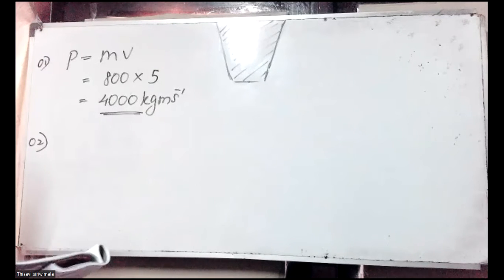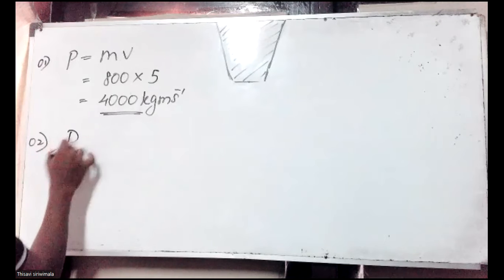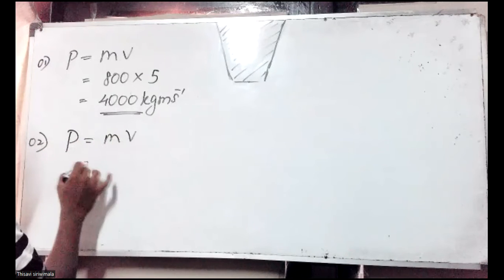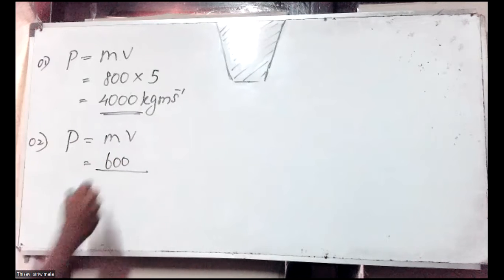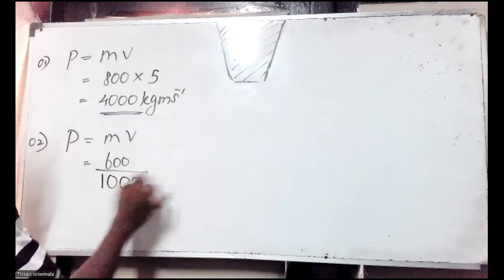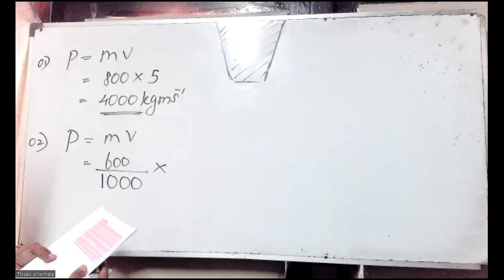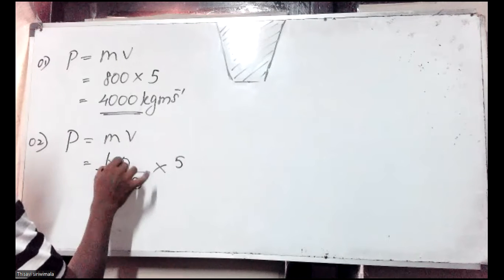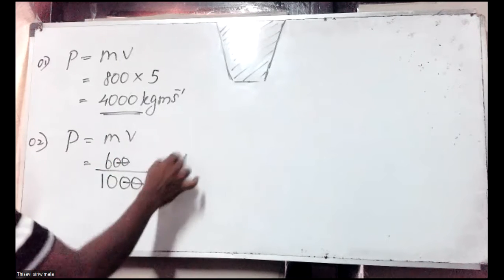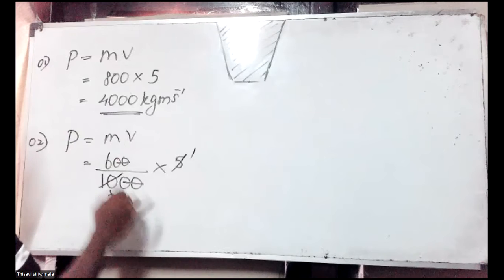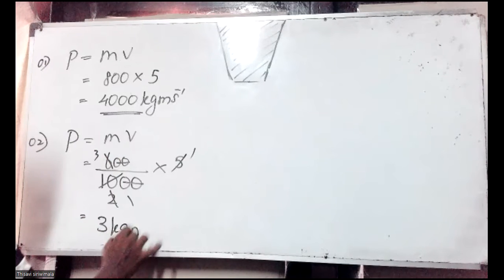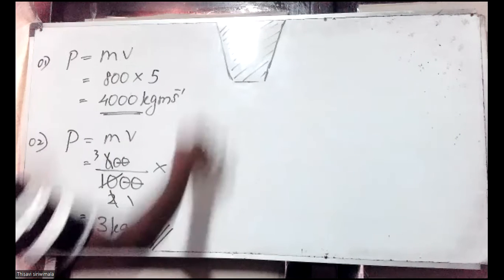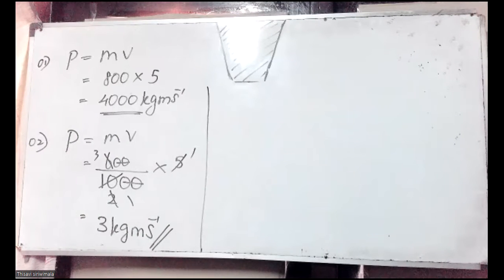Second, the mass of an object is 600 grams. Find the momentum when it is moving at a velocity of 5 ms minus 1. Again, the same formula, P equals mv. The mass 600 grams, so to make it kilogram, divide by 1000. Then the velocity 5. 2 zeros cancel the 2 zeros. Your answer 3 kgms minus 1.